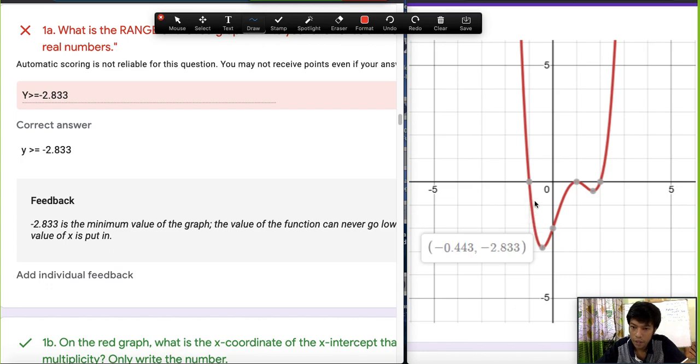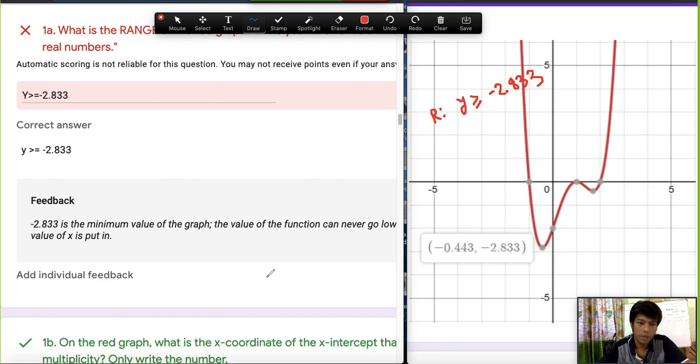So our range, the first question is range. The range of this question will be y is greater than this value, right? Y is greater than or equal to, because the point actually touched it. Y is greater than or equal to minus 2.833. So this is the range.